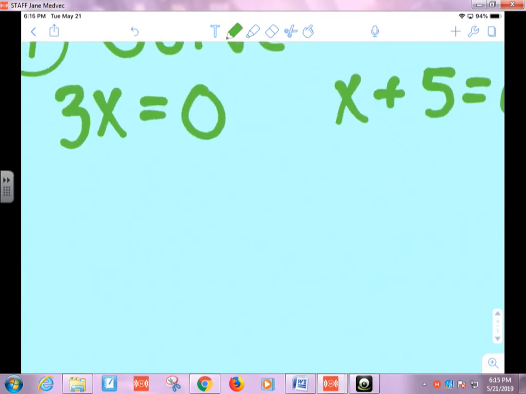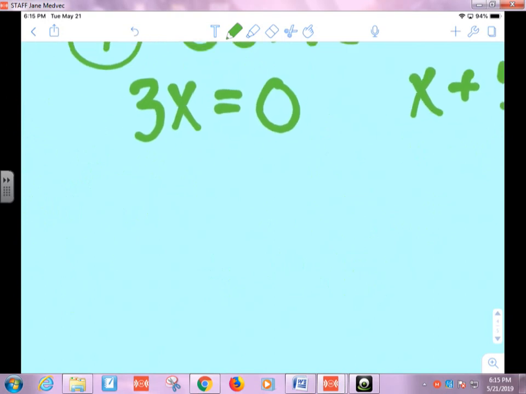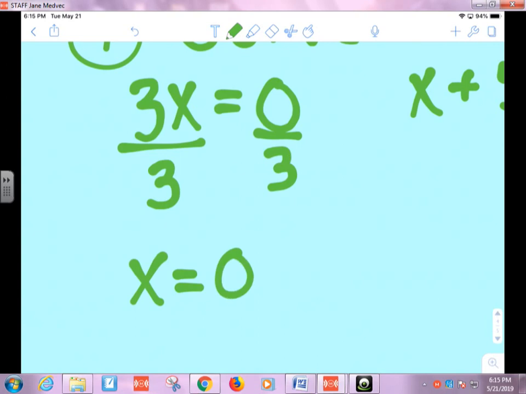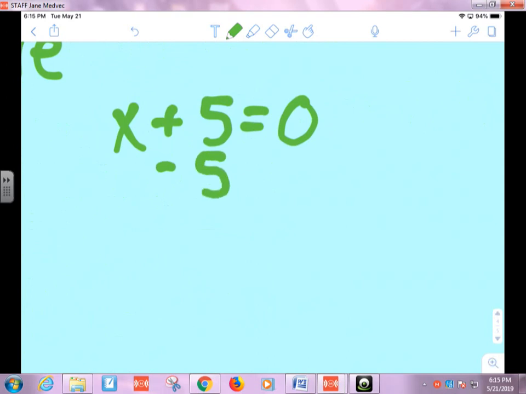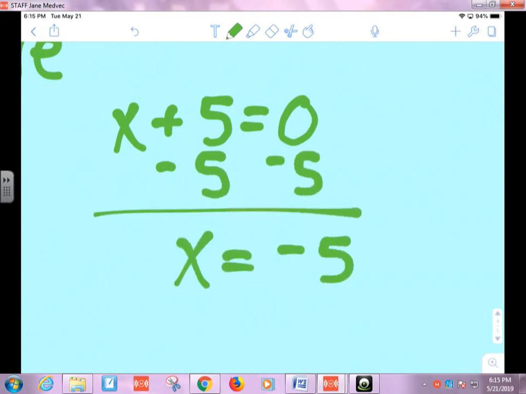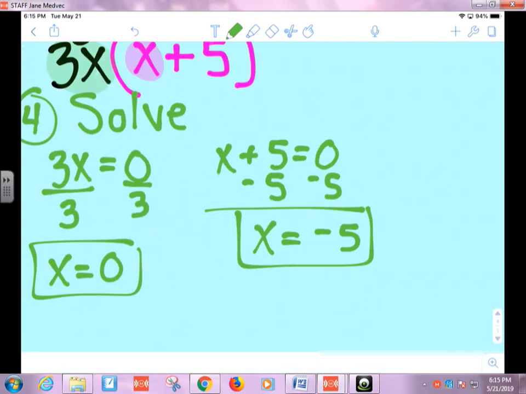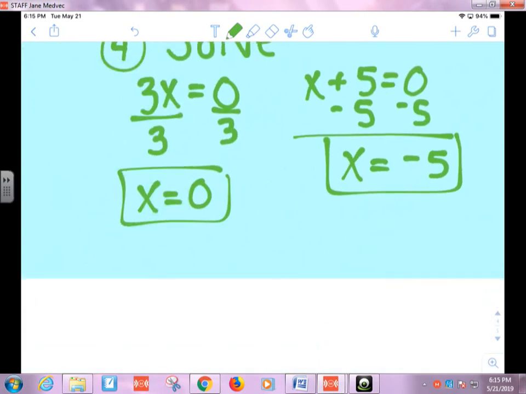Now I'm going to solve. So to solve for x on this one, notice that there's multiplication between the 3 and the x. I'm going to divide by 3. So I end up with x equaling 0. On this problem, I'm going to subtract 5. And so x equals negative 5. So you're going to notice that there are two answers again, where x equals 0 and x equals negative 5.